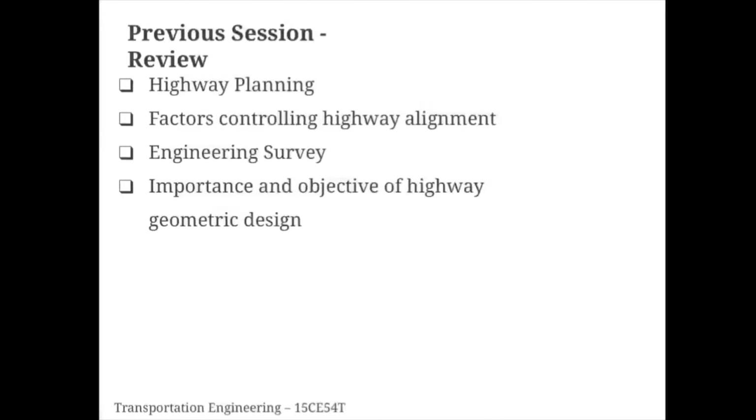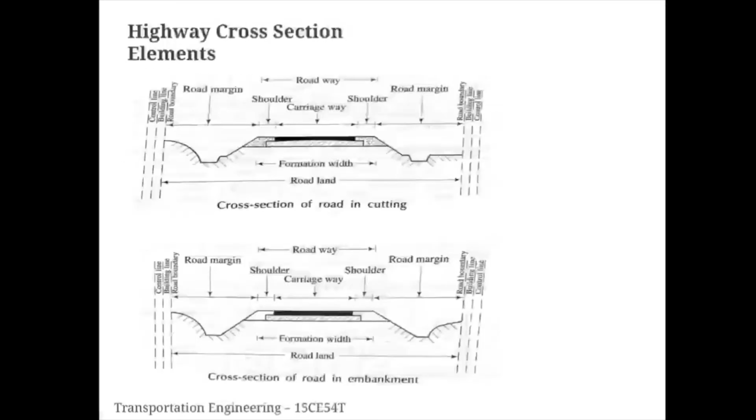Today this is the fourth session. In the previous session we discussed highway planning, factors controlling highway alignment, engineering surveys that are required to place an alignment on the ground and to construct a highway, and the importance and objective of highway geometric design. So I hope you all remember that. And in today's session we are going to discuss highway cross section elements.